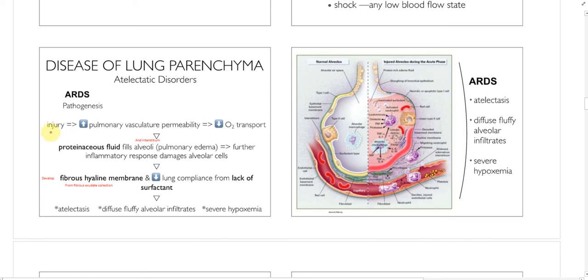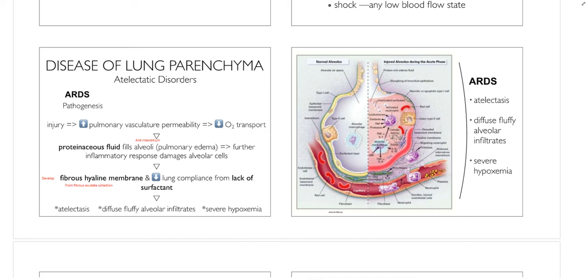Basically, with the pathogenesis, we had injury, which led to an increase in the pulmonary vascular permeability because of the inflammatory response, the immune response to that area. For example, like we had gastric acid secretion, we would have an immune response to that. And so all of that is going to lead to an increase in fluid within the alveolar space, and it's going to make it so that O2 transport, respiration, gas exchange is going to become less effective. We're also going to develop this proteinaceous fluid that fills inside the alveoli and in the interstitium between the alveoli itself, leading to pulmonary edema.